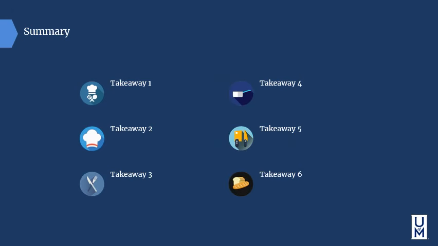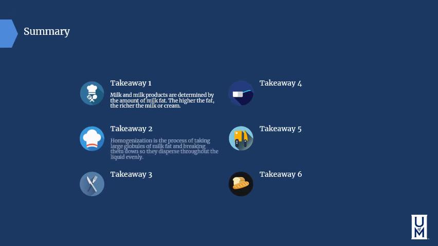So let's talk about the summaries and some of our takeaways for today. Milk and milk products are determined by the amount of milk fat. The higher the fat, the richer the milk or cream. Homogenization is a process of taking large globules of milk fat and breaking them down so they disperse throughout the liquid evenly. Butter becomes either salted or unsalted, but most professional chefs use unsalted so they can better control the amount of salt in the dish.